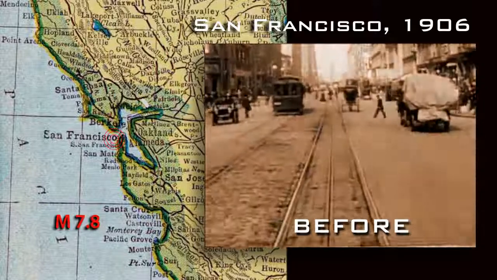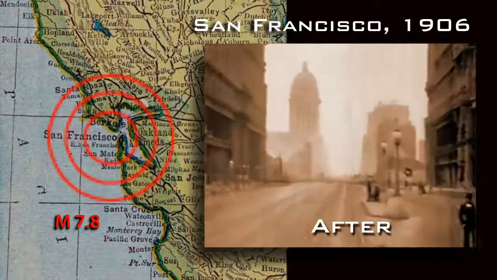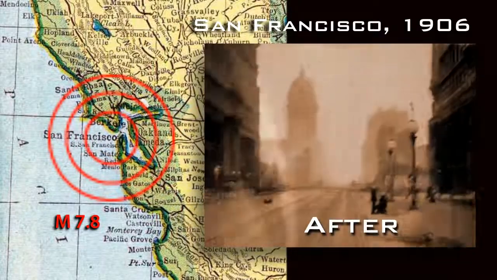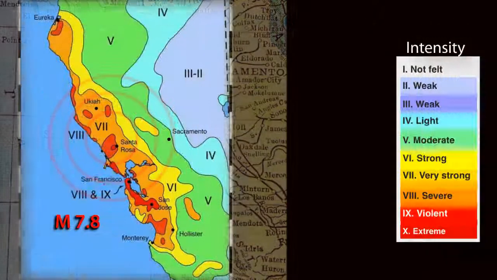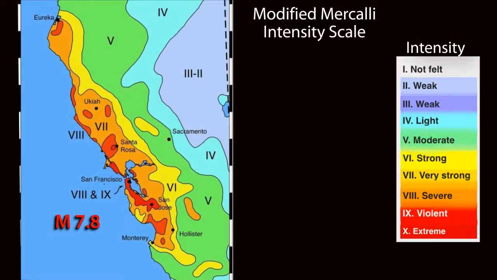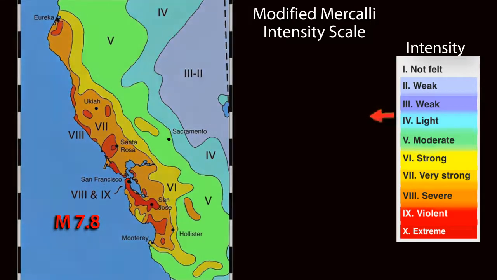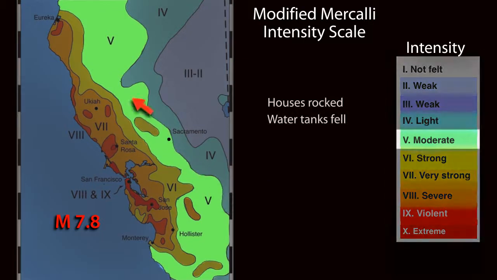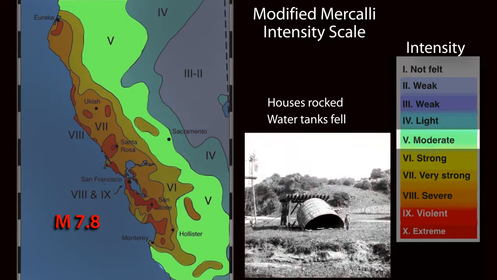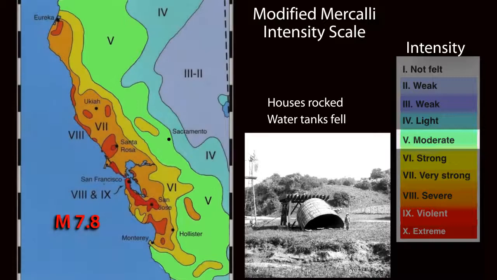After the 1906 magnitude 7.8 San Francisco earthquake, an intensity map was created using reports by California residents. Numbered colors represent the modified Mercalli intensity scale, which reflects the effects of an earthquake. In Zone 5, moderate shaking was felt. Houses rocked, cracking plaster, and some water tanks toppled over.